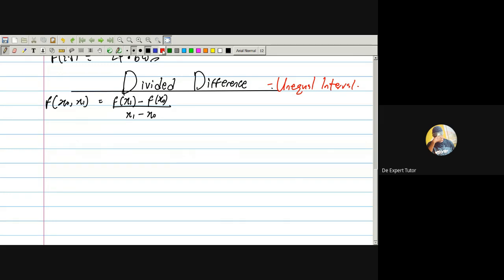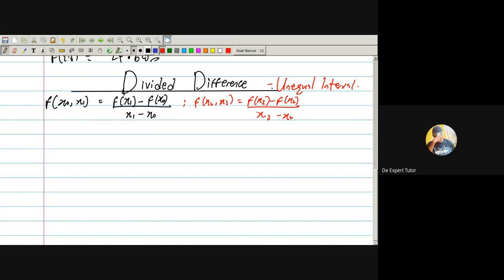Tell me, if I say, what is the divided difference between x2 and x3? Follow this pattern. What will you tell me? f of x3 minus f of x2 over x3 minus x2. Are you sure? Over x3 minus x2. That's it. Let us extend our idea.